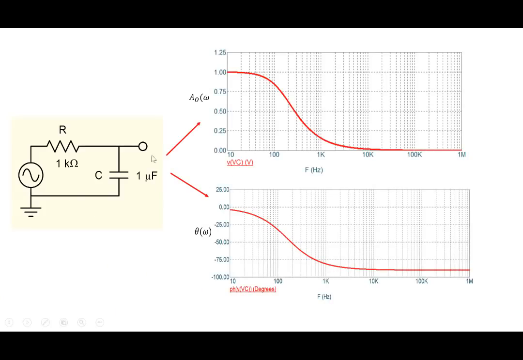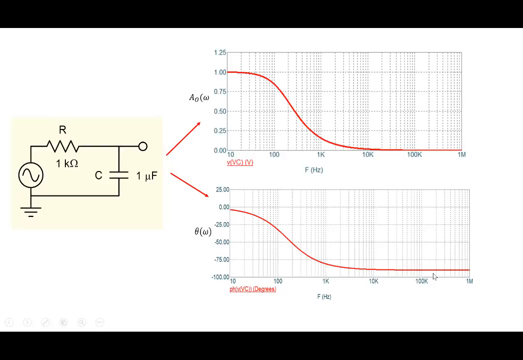Okay, so that's what we are trying to do here. This circuit can be understood in terms of A0 omega and theta omega here. So that's what we mean by sinusoidal steady state analysis. Excite the circuit through a sinusoid and look at the output. The output could be voltage here. It could have been current through the resistor. Then we would have looked at the magnitude of the current as a function of omega, and the phase of the current as a function of omega.